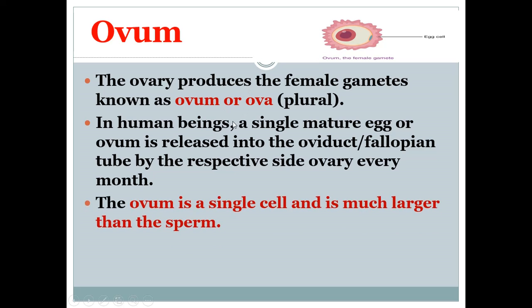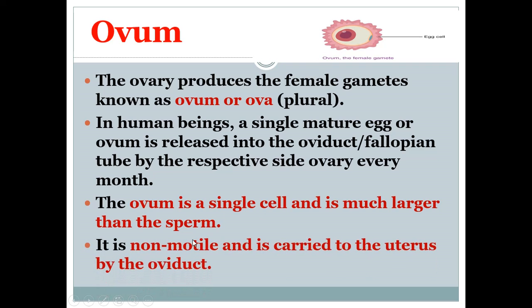The ovum is a single cell and it is much larger than a sperm. The ovum is non-motile, and it is carried to the uterus by the oviduct, that is, the fallopian tube.